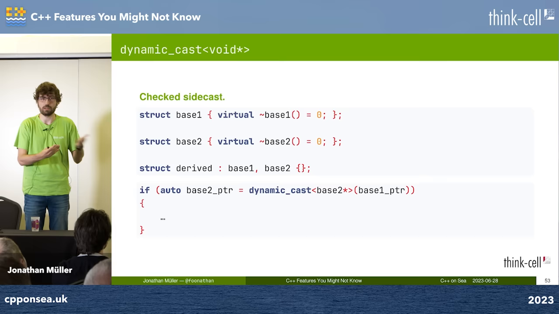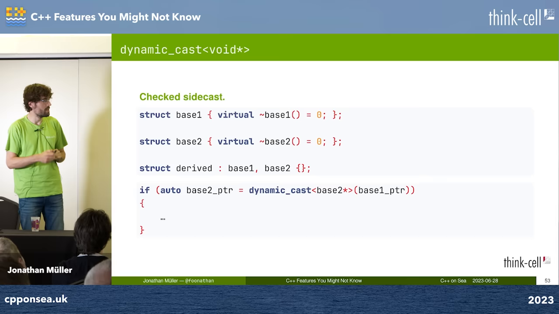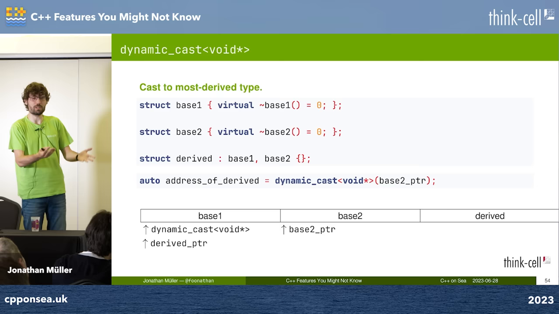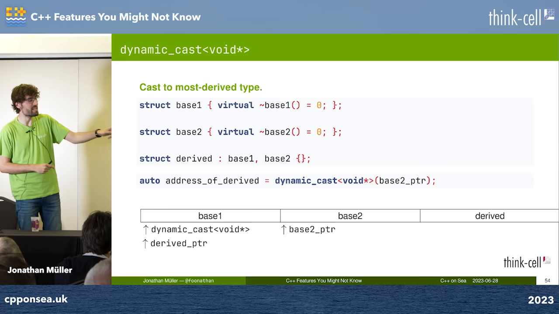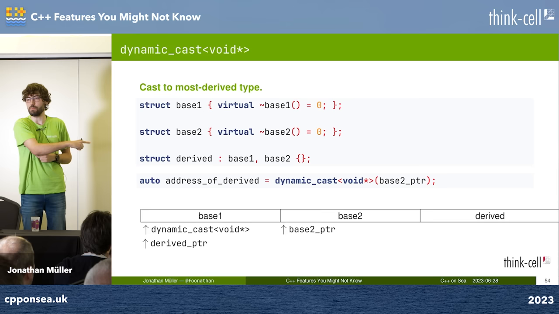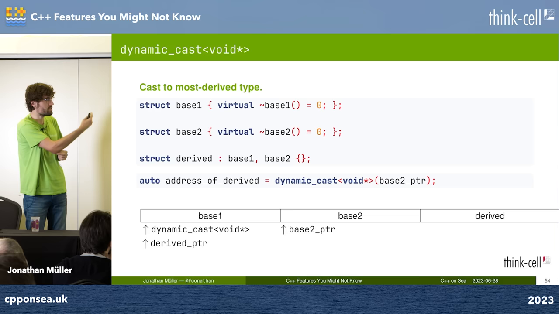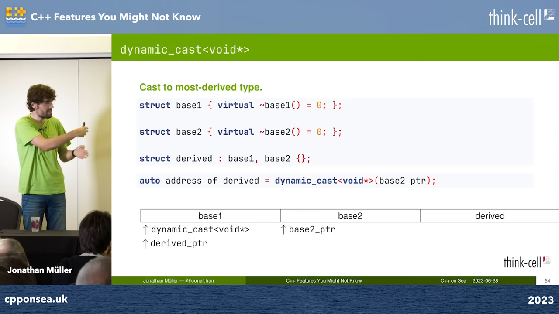Why would you use dynamic_cast? There's one thing that you cannot do with a static_cast, only with dynamic_cast, which is a dynamic_cast to void star. A dynamic_cast to void star gives you a void star which is the address of the most derived object. So here we've got a derived class with two base classes. We've got a pointer to base two, which points into the middle of the derived object. The dynamic_cast to void star gives you a void star to the beginning of the base one object, which is also the actual address of the object you're dealing with. And you only get it as a void star, because while the offset is known dynamically, the type is dynamic.